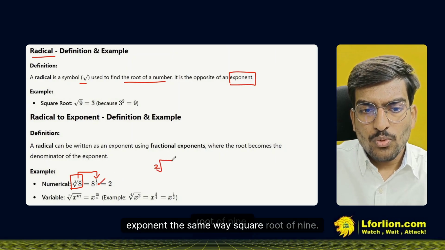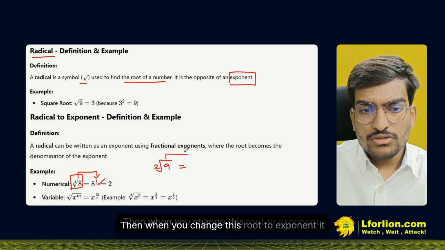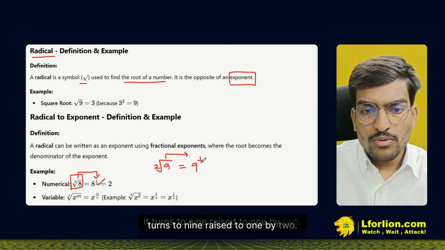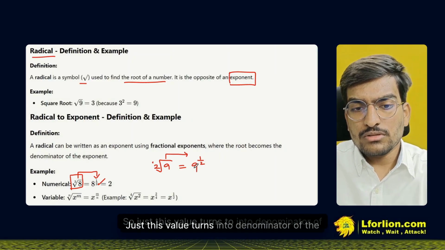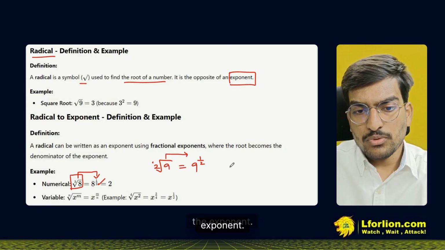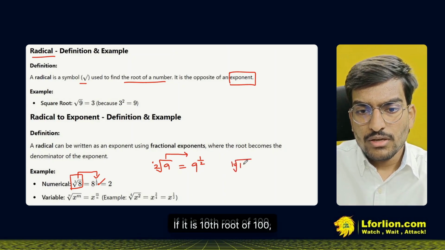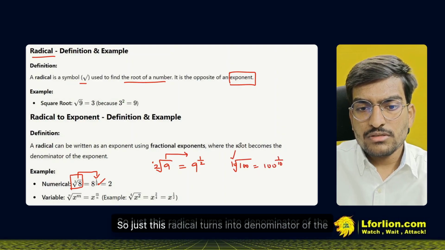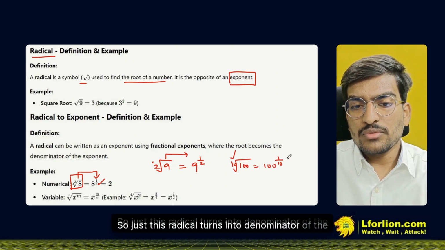In the same way, the square root of 9: when you change this root to an exponent, it turns into 9 raised to 1 by 2. Just this value turns into the denominator of the exponent. If it is the 10th root of 100, then it's going to be 100 raised to 1 by 10. So just this radical turns into the denominator of the exponent.